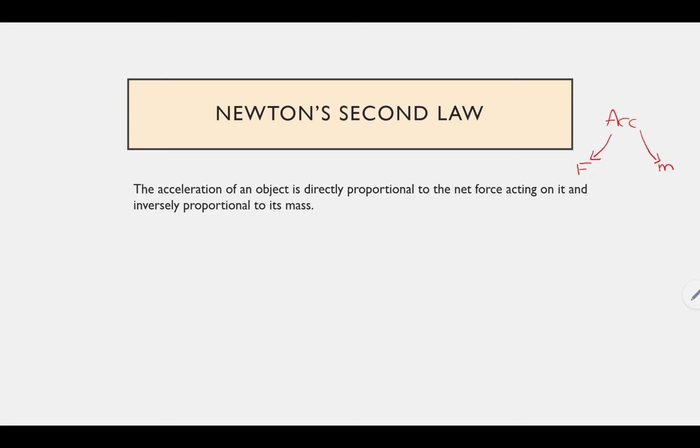If the object has a larger mass, it's heavier, will it move faster or slower? Will it accelerate easily or not? If the object has a bigger mass, it will not easily accelerate, right? It's heavier, so it will not move faster easily. So that means that if the mass increases, the acceleration will decrease. So the heavier something is, the less it will accelerate. The lighter something is, the more it will accelerate.